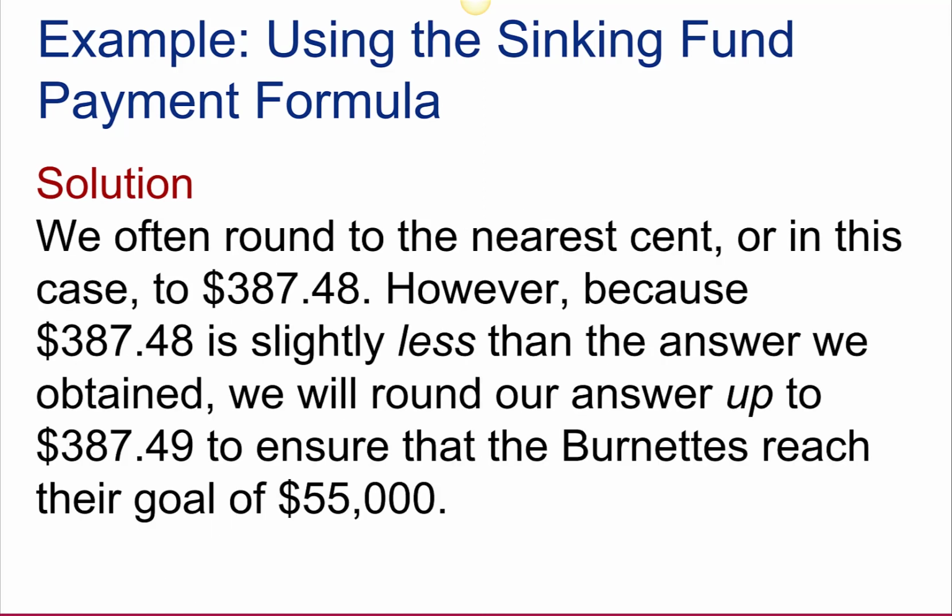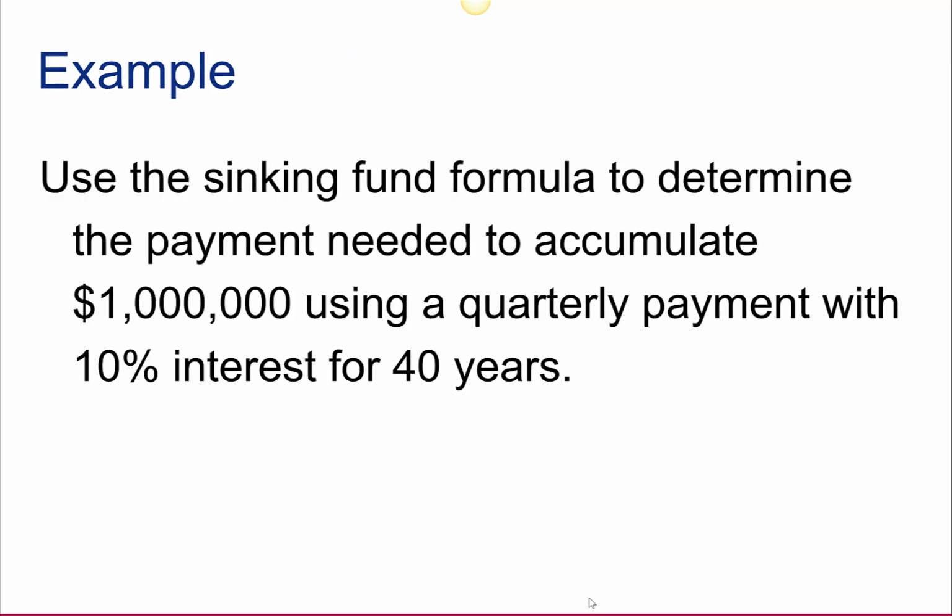And we're always going to generally round these up because we want to make sure we have that $55,000 at the end of the 10 years. So the Burnetts would actually contribute $388.49 to ensure that they reach their goal of $55,000.